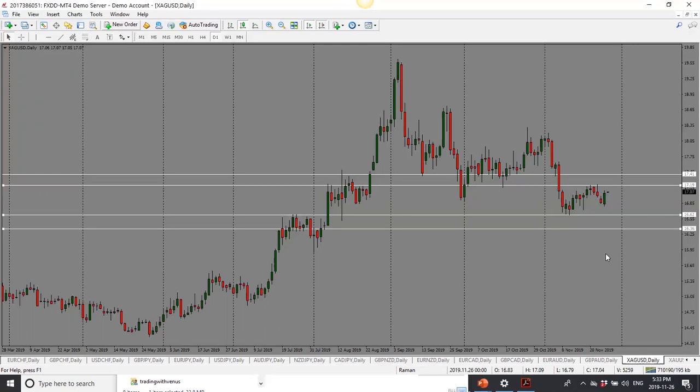So bias is bullish, and I will look for a move towards the top of the range here into 17.20. And if price stays below, it could turn, but for now it is bullish. But if it goes through, then looking for a continuation move higher. So bullish bias here for silver.